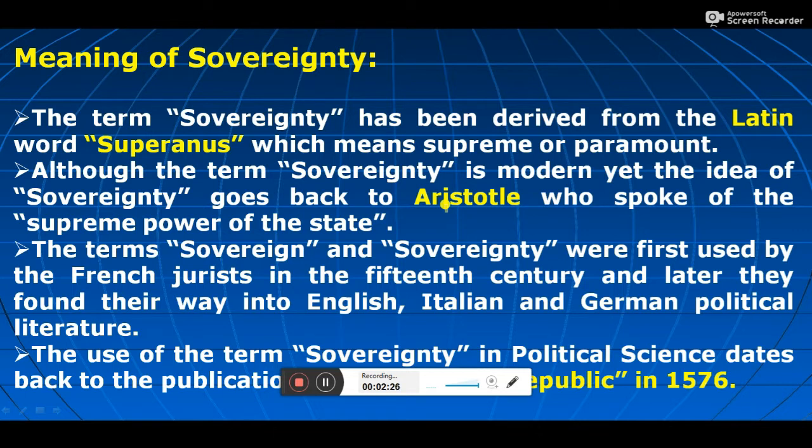The terms sovereign and sovereignty were first used by French jurists in the 15th century, and later they found their way into English, Italian, German and political literature. The use of the term sovereignty in political science dates back to the publication of Jean Bodin's The Republic in 1576.